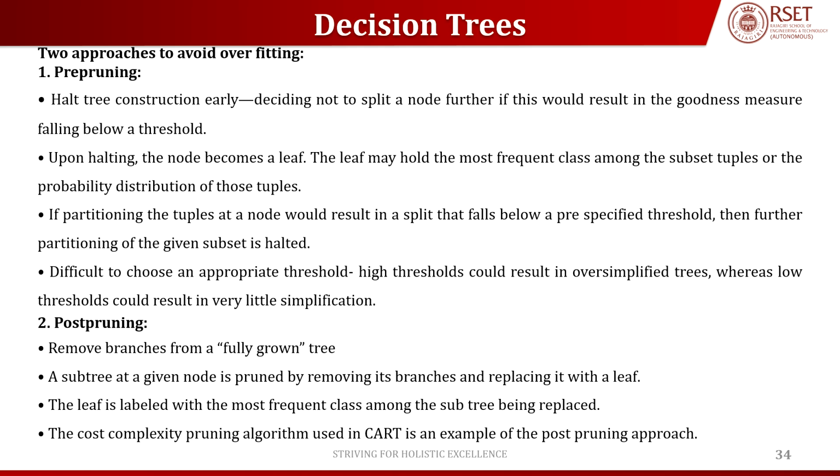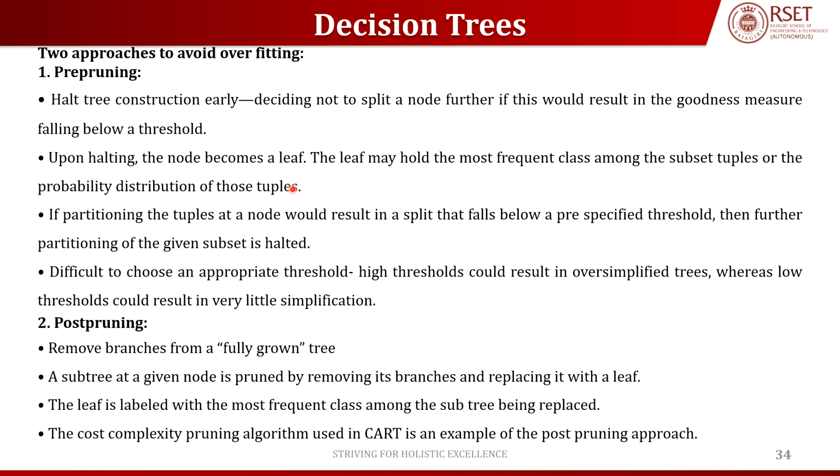So next are the two main approaches to tree pruning. One is pre-pruning and the other one is post-pruning. So pre-pruning means it stops the growth of the decision tree early. It's like deciding not to plant a tree in a certain spot because you know it's going to grow too big. So how does it work?